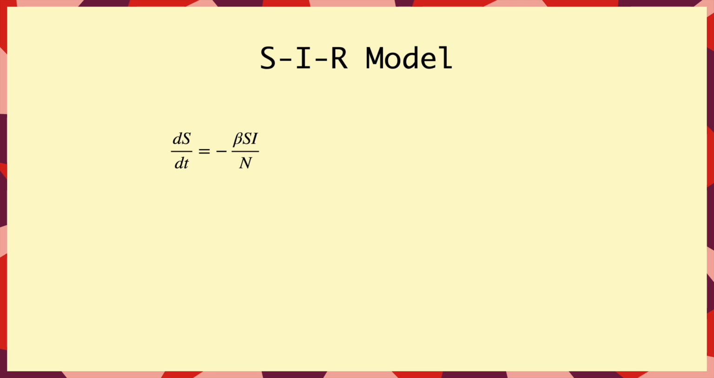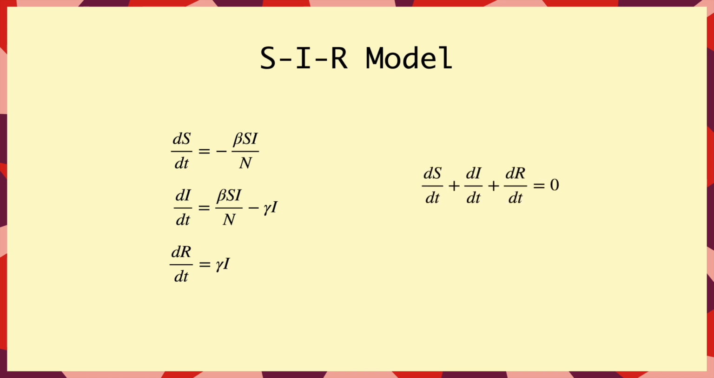Next, let's consider the number of infected. Well, this needs to include the susceptible people getting infected, and also people recovering from the disease and moving into the removed category. And very simply, we'll assume that the number of people recovering is just a constant, gamma, times the current number of infected. Then finally, we can write down our equation for dR/dt, which we know has to equal gamma I, so that we have dS/dt plus dI/dt plus dR/dt equals zero. So our population is always N.